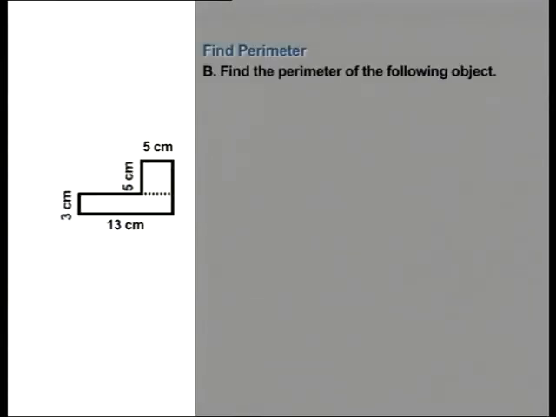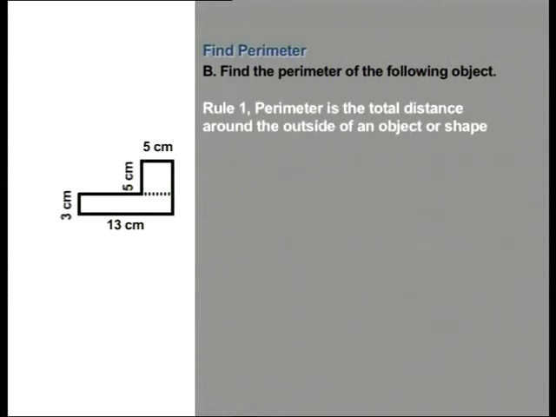Find the perimeter of the following object. Perimeter is the total distance around the outside of an object or shape. Perimeter equals 5 plus 8 plus 13 plus 3 plus 8 plus 5 equals 42 centimeters.